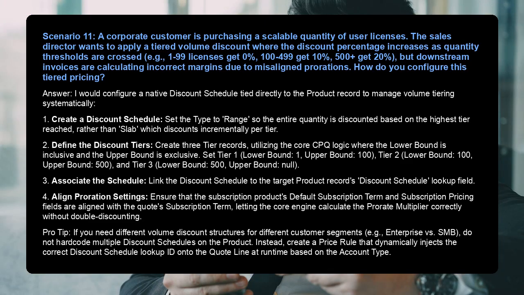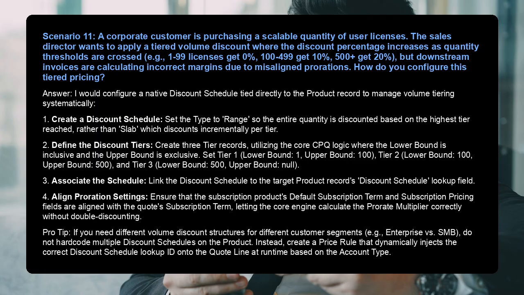Scenario 11. A corporate customer is purchasing a scalable quantity of user licenses. The sales director wants to apply a tiered volume discount, where the discount percentage increases as quantity thresholds are crossed. For example, 1 to 99 licenses get 0%, 100 to 499 get 10%, 500 plus get 20%. But downstream invoices are calculating incorrect margins due to misaligned prorations. How do you configure this tiered pricing?